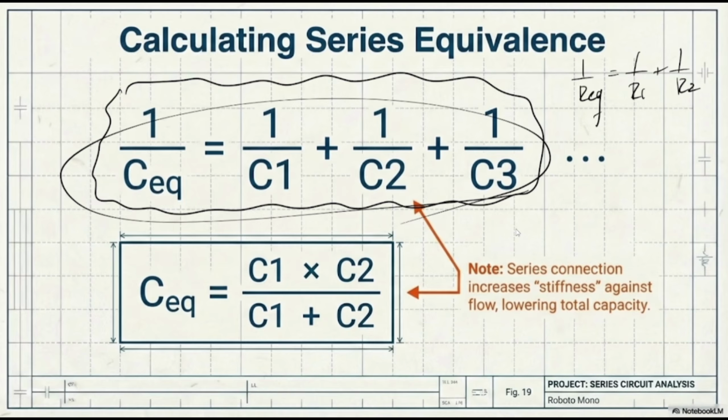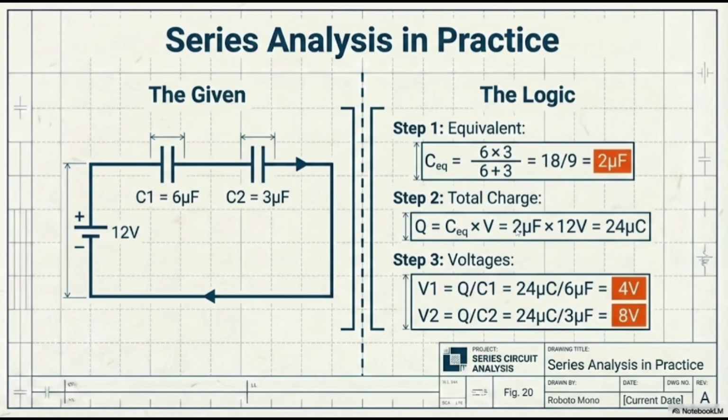Obviously, you can prove it very easily, but I don't want to waste time on that one. And also, we know that when we have two resistors in parallel, it follows the same formula as when we have two capacitors in series. It means that the C equal is C1 times C2 divided by C1 plus C2. So let's see an example.